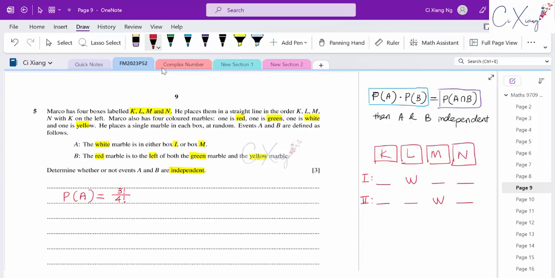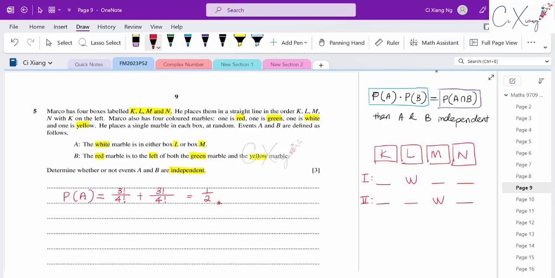Then how about case number 2? For case number 2, it is also the same. I fix the white color in the box M, and I want to arrange the remaining 3 different color marbles into 3 different boxes here. So it will be 3 factorial as well, then divided by the total arrangement without restriction, which is 4 factorial. Some of you might want to write 3 factorial divided by 4 factorial times 2, that also can, no problem. If we add the probabilities together, the probability for event A should be half, 1 over 2. So this is how we calculate the probability for event A.